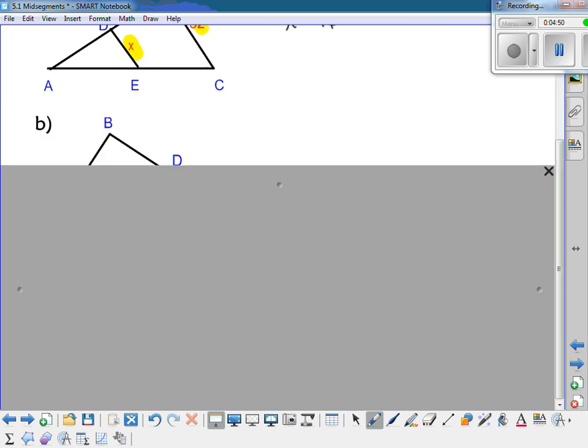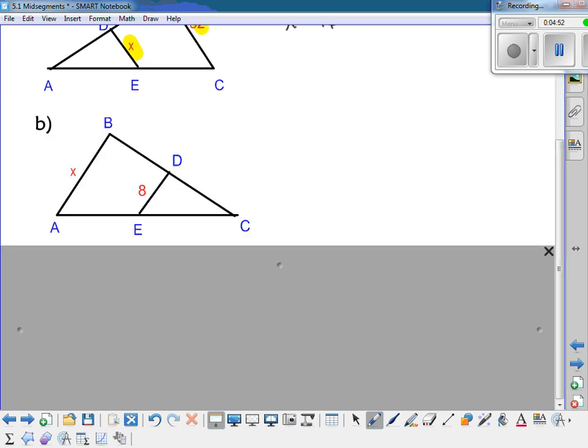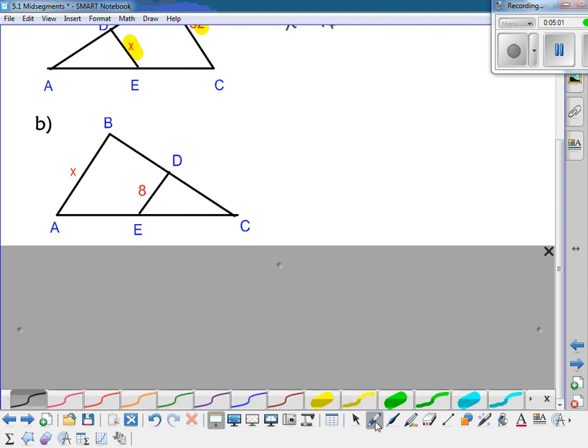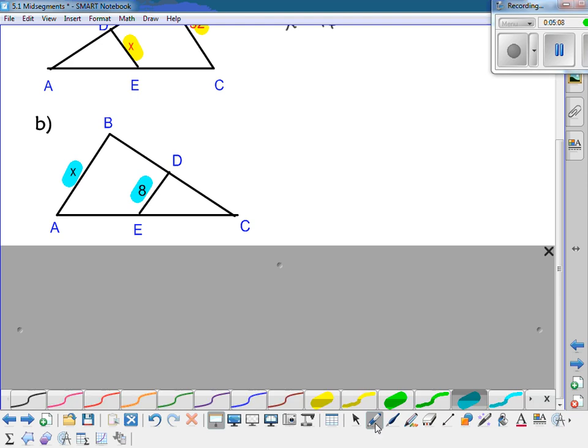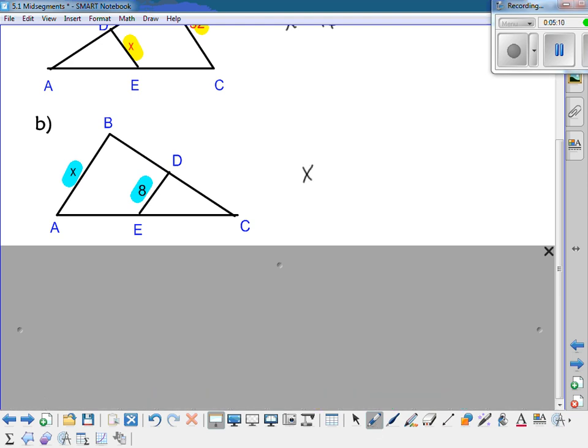Okay, here's another one for you. In this case, my midsegment is equal to 8, and so x would have to be twice as long, and so 2 times 8, x equals 16 again on this one.